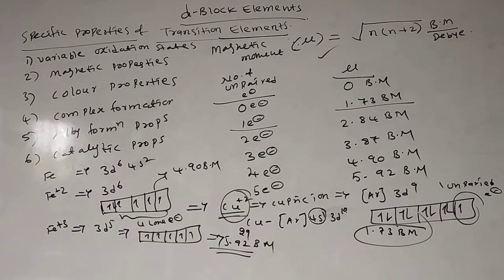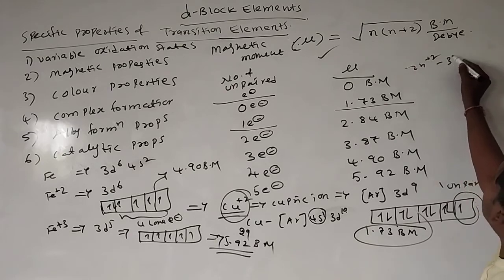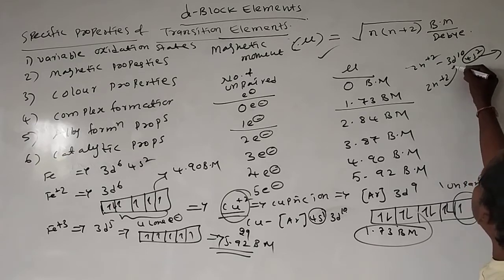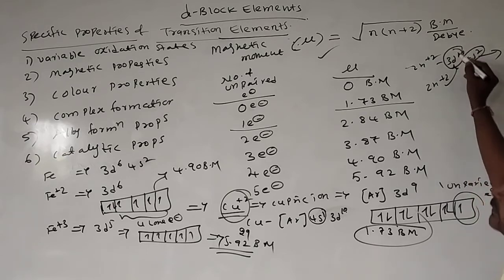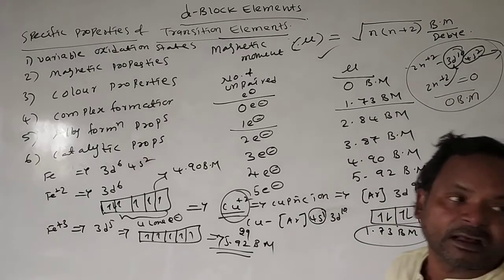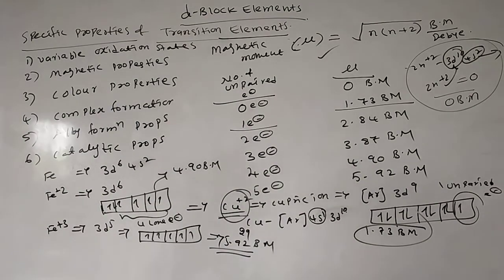Okay, magnetic moment. Suppose for example, zinc plus 2 is there. Zinc 3d10 4s2. Remove 4s2. We have zinc plus 2 has completely filled orbitals. 0 lone electrons, so 0 Bohr magnetons. One more question they will ask. They will give the ion, and they will ask the magnetic moment of that particular transition element. Okay, this is about the magnetic moment.